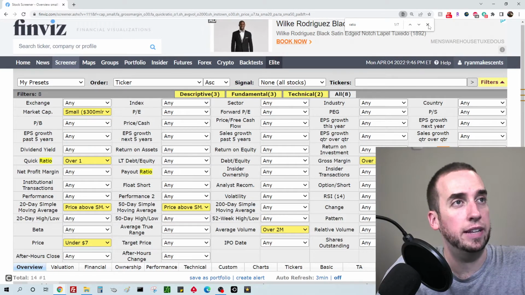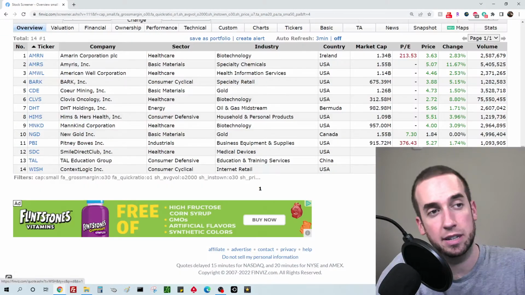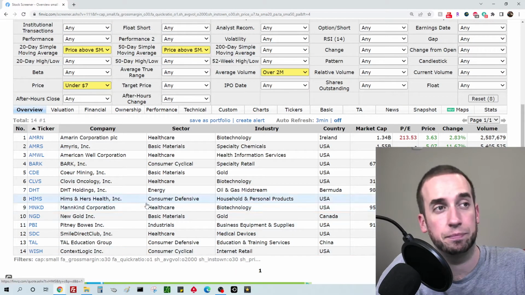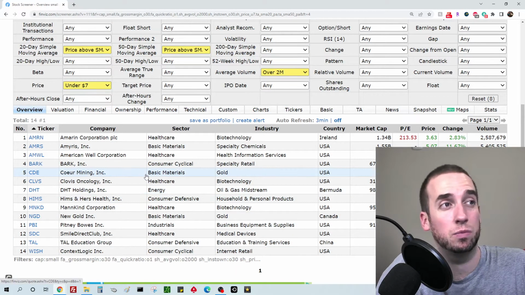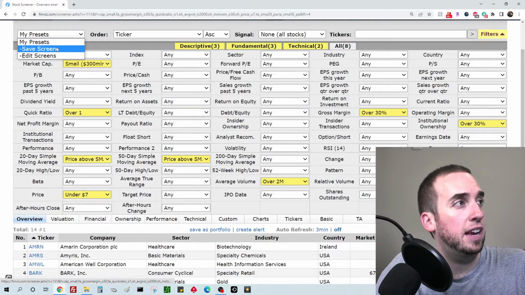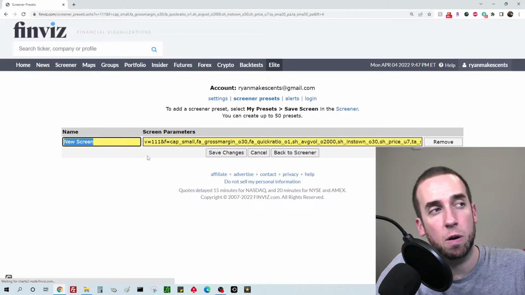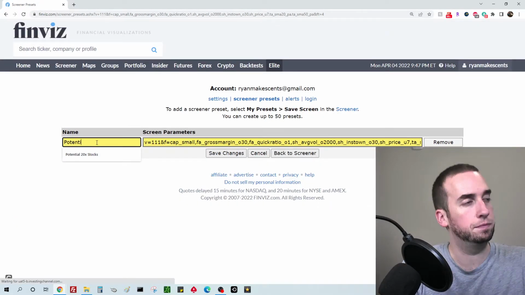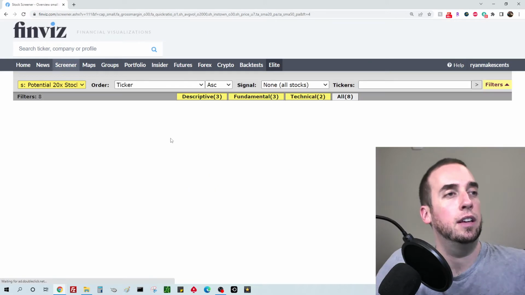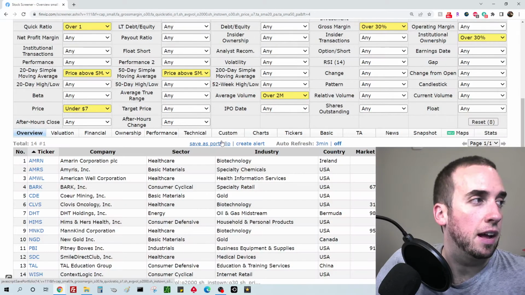and now we can see we have 14 stocks that could move potentially 20x. No, 200x. So I'm going to save this screener and I'm going to call this potential 20x stocks. Save. All right. Perfect.